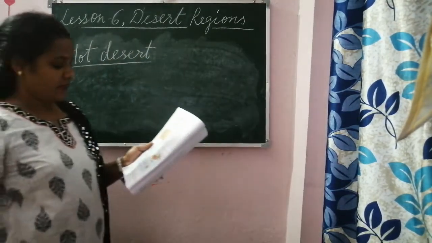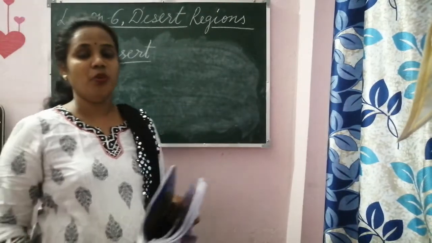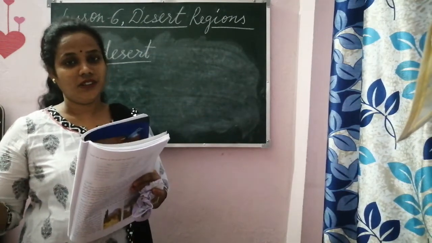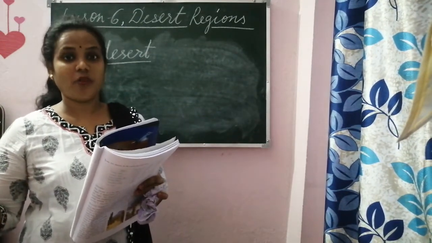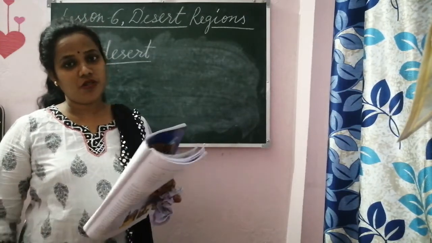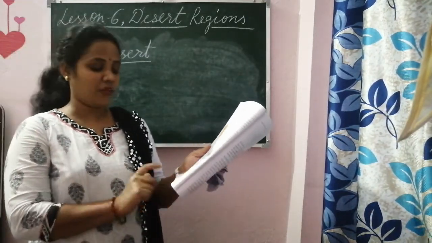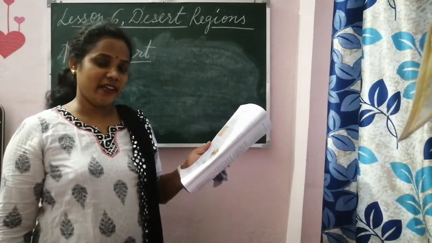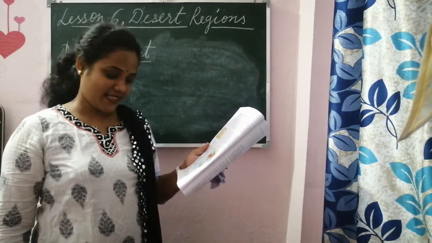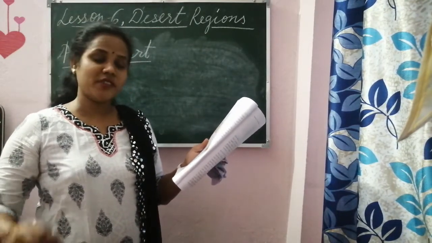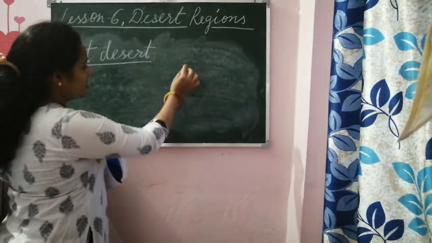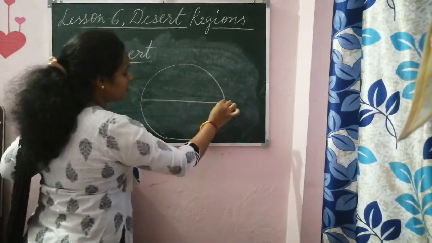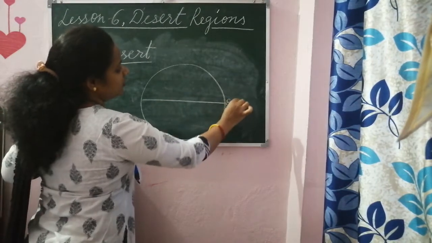Hot desert is located on both sides of the equator, from 10 degrees north to 15 degrees north, that is, near the Tropic of Cancer, and in the south also towards the Tropic of Capricorn. See, look at your book on page number 28. What is written on page number 28? Yes, hot deserts are located on both sides of the equator. So we first draw the equator here. This is your equator.